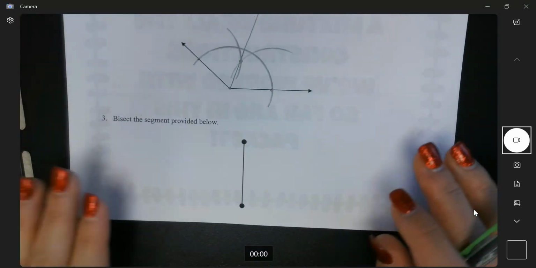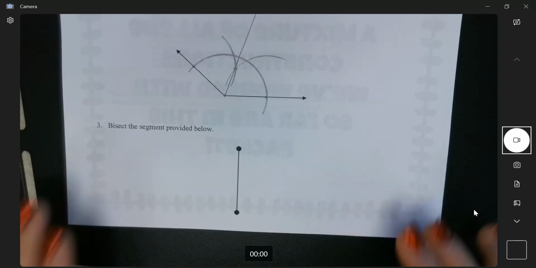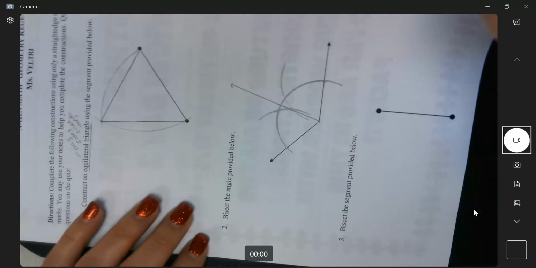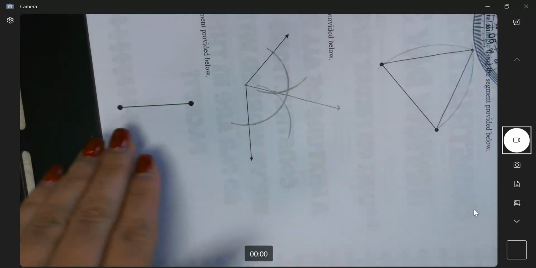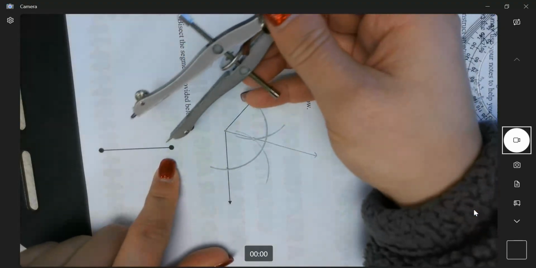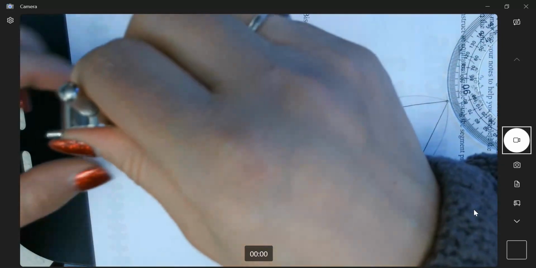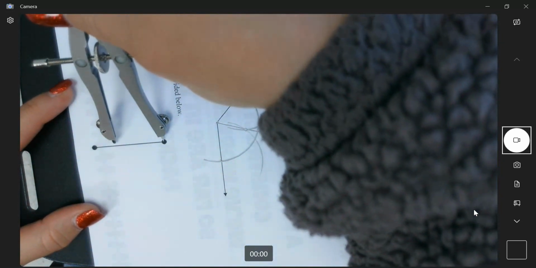So looking at question 3, we're bisecting the segment provided below. So we're cutting this segment in half pretty much. Again, you can turn your paper so that this segment is flat for you. And what you're going to do, just take your compass and place the point on one of these endpoints. So I'm going to start on this side. And I'm going to just stretch my compass so that it's a little more than halfway through that segment, just like this. And I'm going to make an arc above and below it.